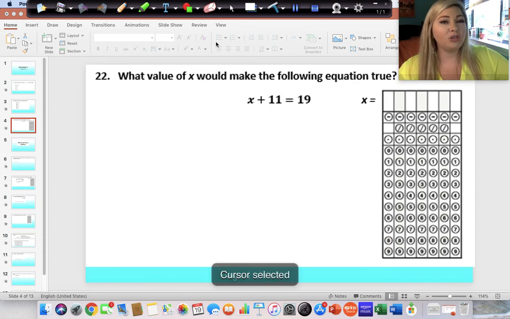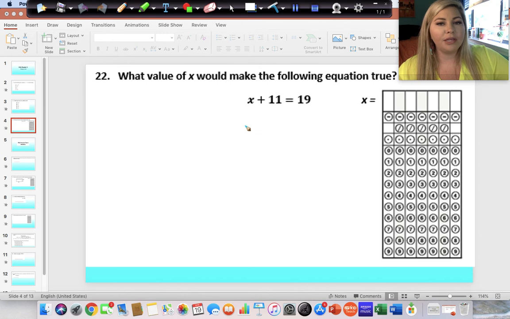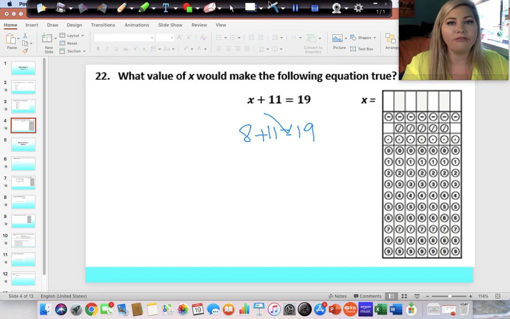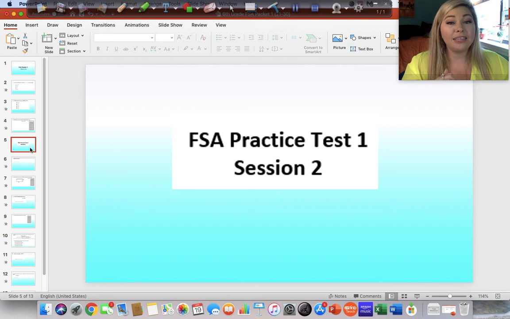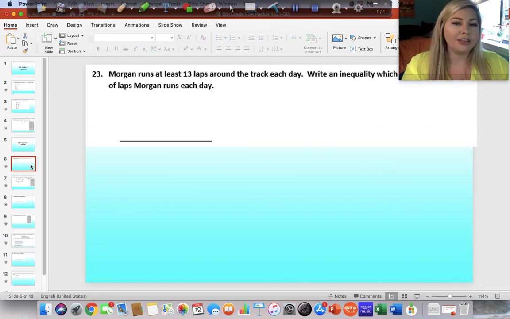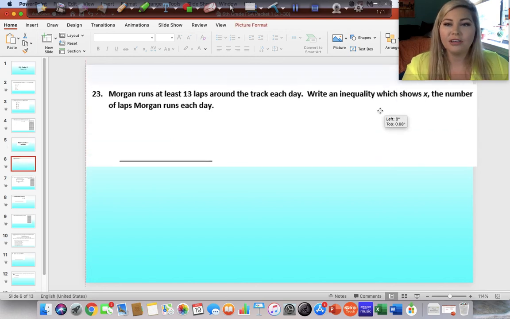And you can always double check your answers here, because if you plugged 8 back in for x and added it to 11, you will get 19. So that checks itself off. Okay, that was the end of the first session. So now let's go into the second session.